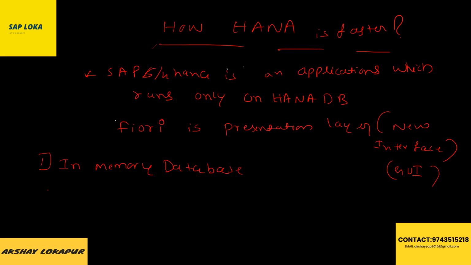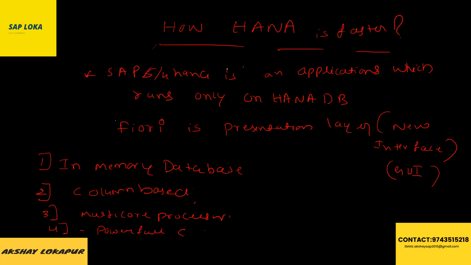Okay, what is an in-memory database? We'll discuss everything. First, it has an in-memory database. Second, the data is stored column-wise, column-based; because of this we'll see how it is faster. Third reason, it has a multi-core processor. Fourth, it has a powerful calculation method. One by one we'll see.